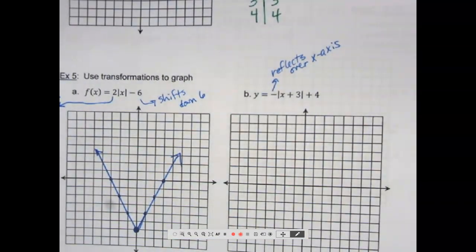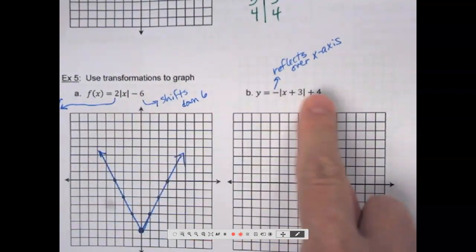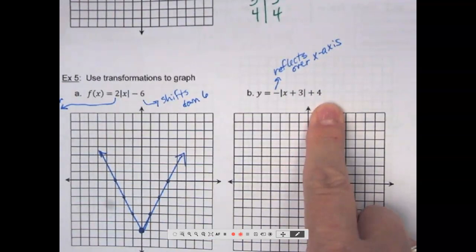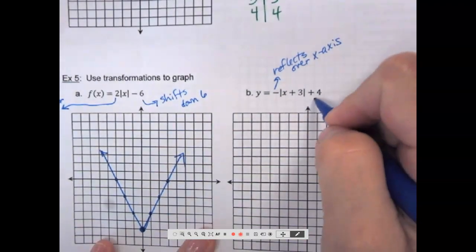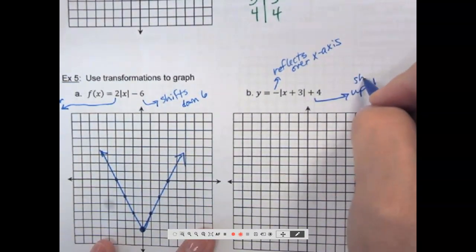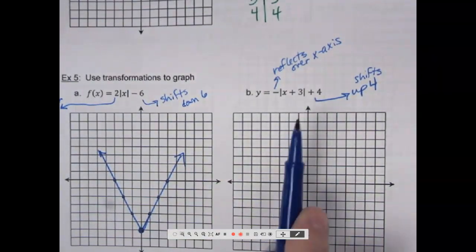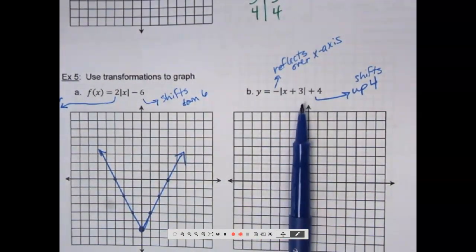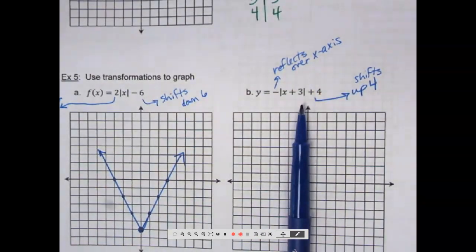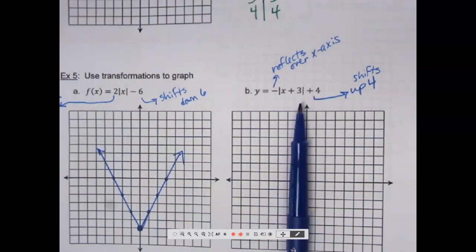Okay, I'm going to jump down to this +4 because we already kind of talked about this. This one moved it down 6. What will this +4 do? Up 4. Because it's plus, it's going to go up 4. All right. What is the +3 going to do? Hint, it's not going up 3. If it was going up 3, that would be a +3 at the end. If it was down, it would be a -3 at the end.